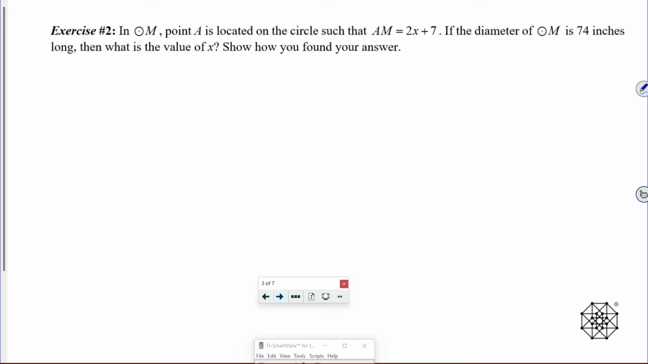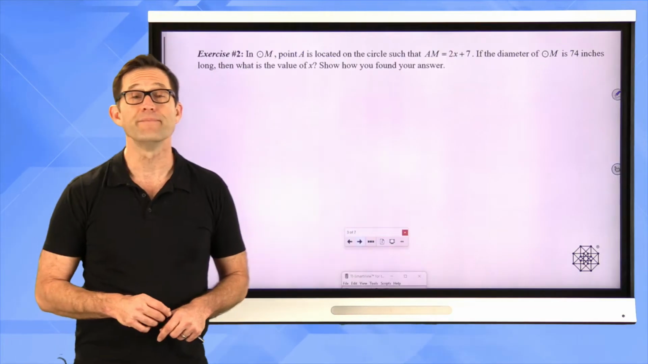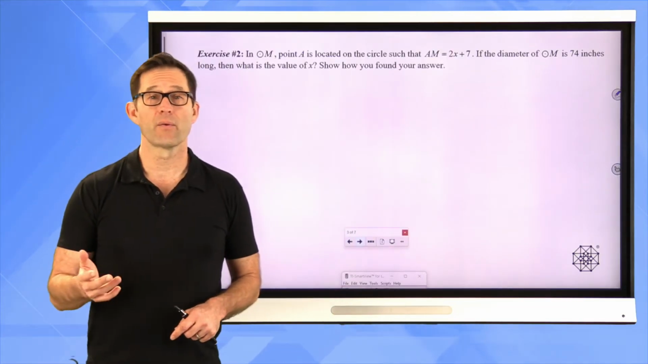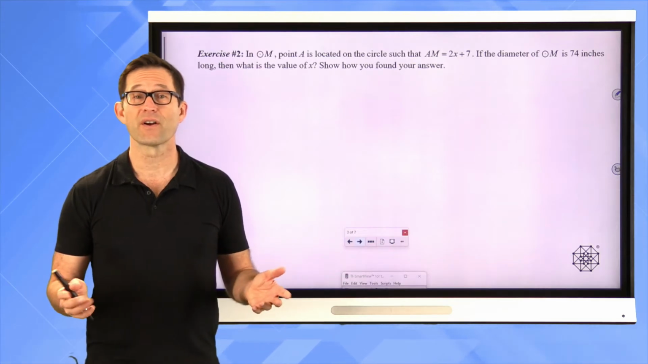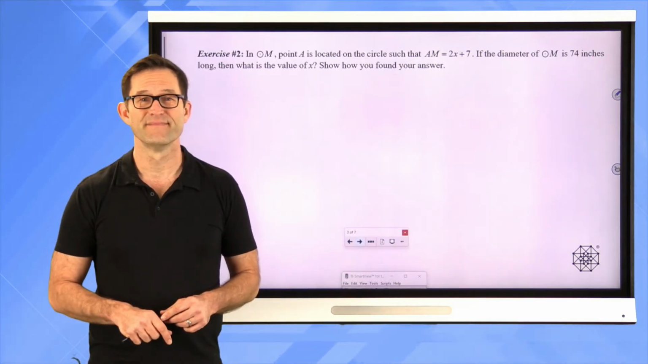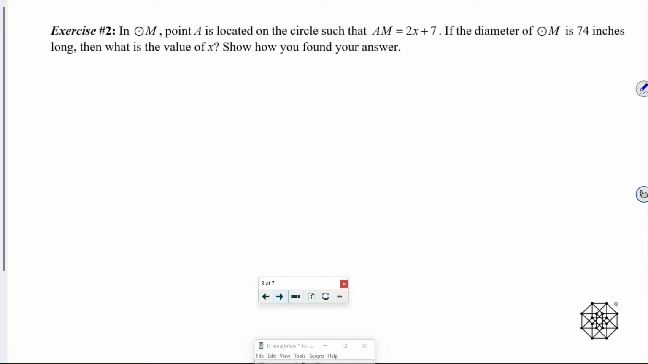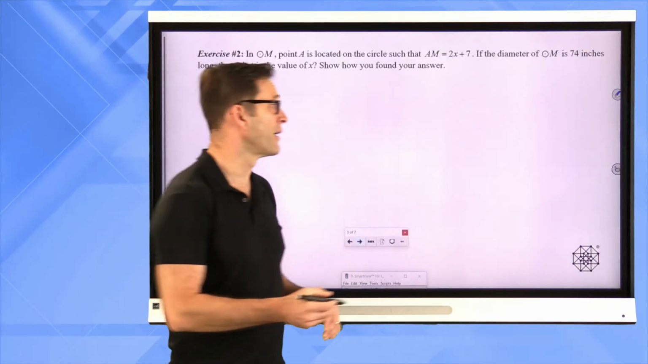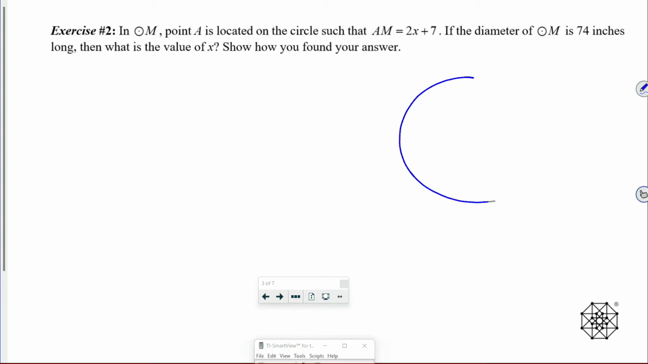In circle M, point A is located on the circle such that AM equals 2x plus 7. If the diameter of circle M is 74 inches long, then what is the value of x? Show how you found your answer. All right, well, I'd like you to pause the video right now and play around a little bit with this problem and see if you can figure out what the value of x is. All right, well, I'm going to draw a nice diagram. It doesn't have to be much.